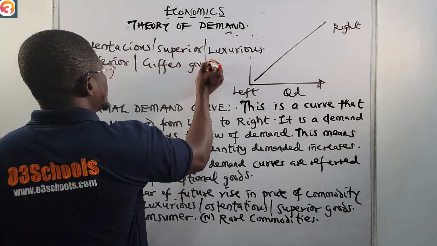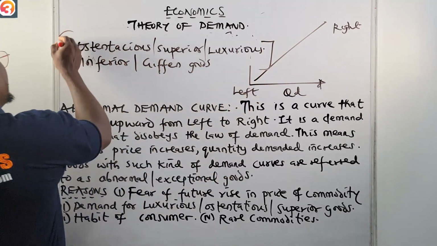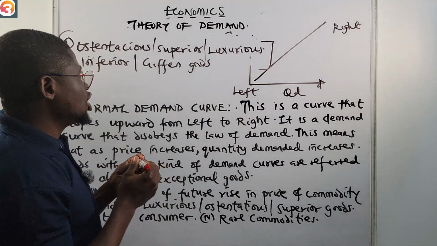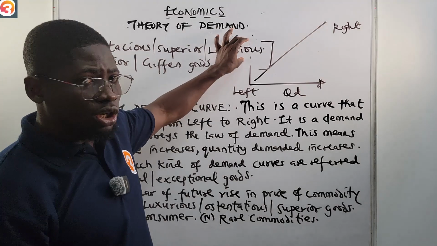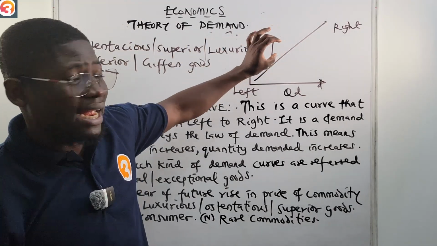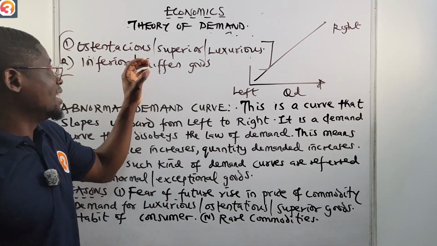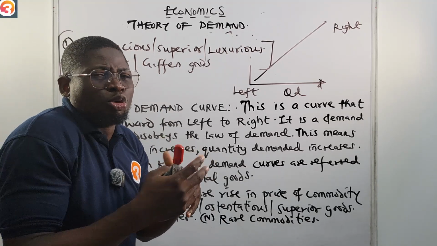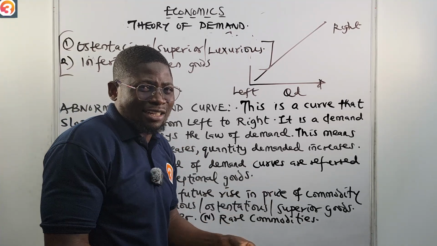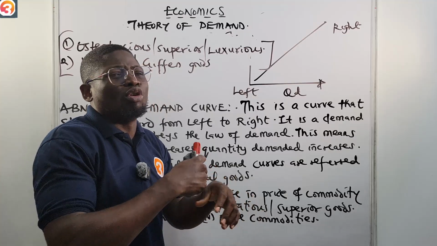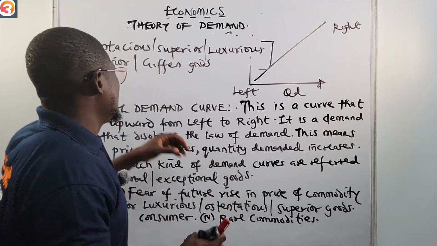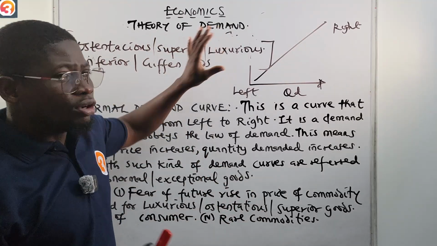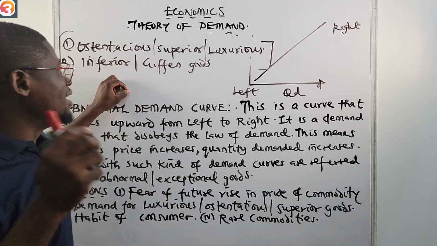These are the two types of abnormal goods that we have. We have ostentatious, superior, or luxurious; they are in the same category, in the same line. Ostentatious goods are goods that are produced to show off, like luxurious clothes. It's just for show off, nothing more.